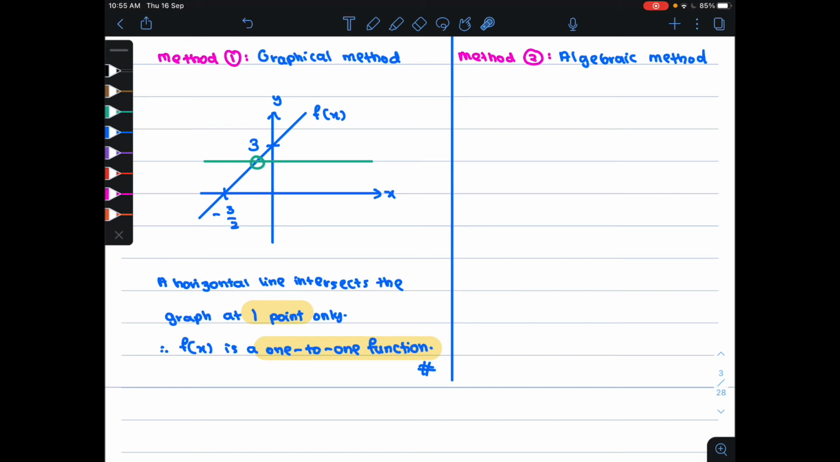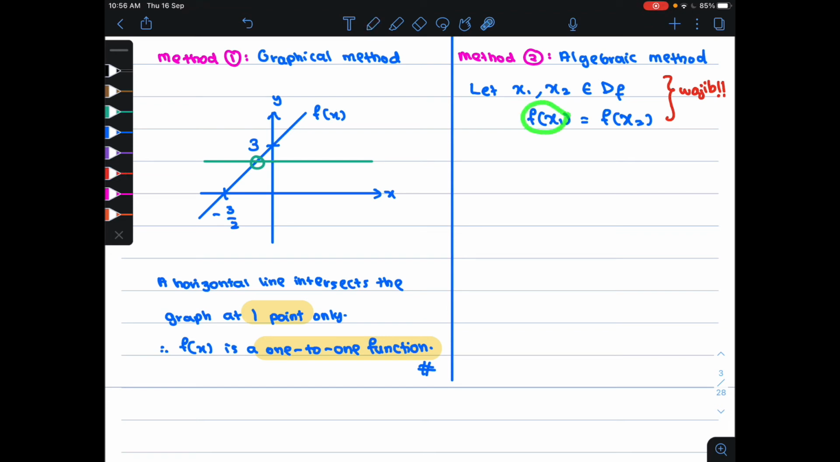Now, let's try and use algebraic method. Just write down, let x1, x2 be an element of Df. D kat situ besar, f tu kecil. Tak payah susah-susah, tulis saja. And then, kamu tulis f(x1) should equal to f(x2). So, both of these sentences are compulsory. Wajib untuk kamu tulis dua-dua ni.